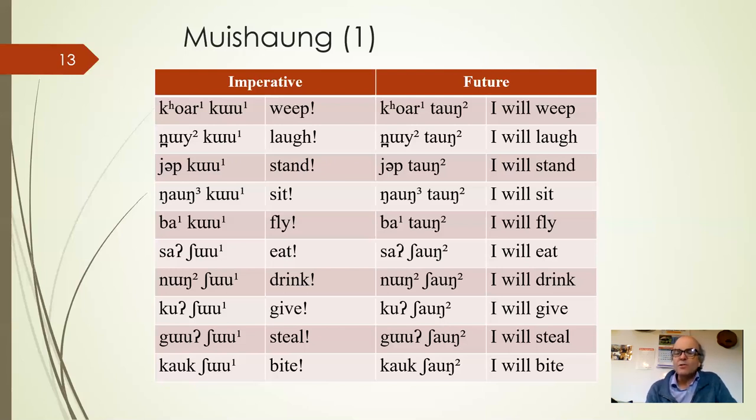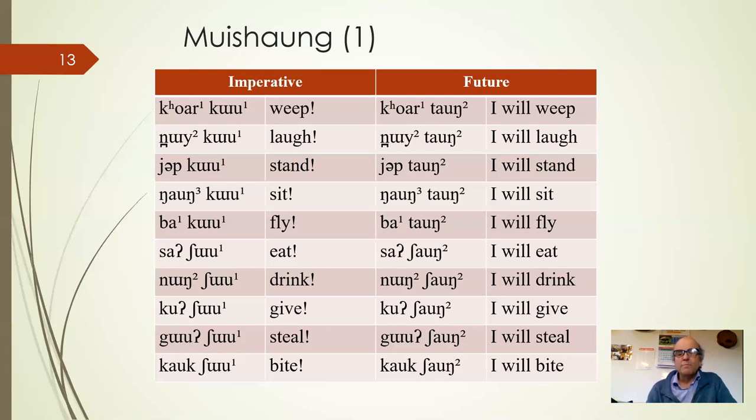Now I'm going to ask you the question, why are some of these marked with go and some of these marked with shou? Some of you might know the answer to this because you've heard me talk about this before, but if you don't know the answer, try and work it out.